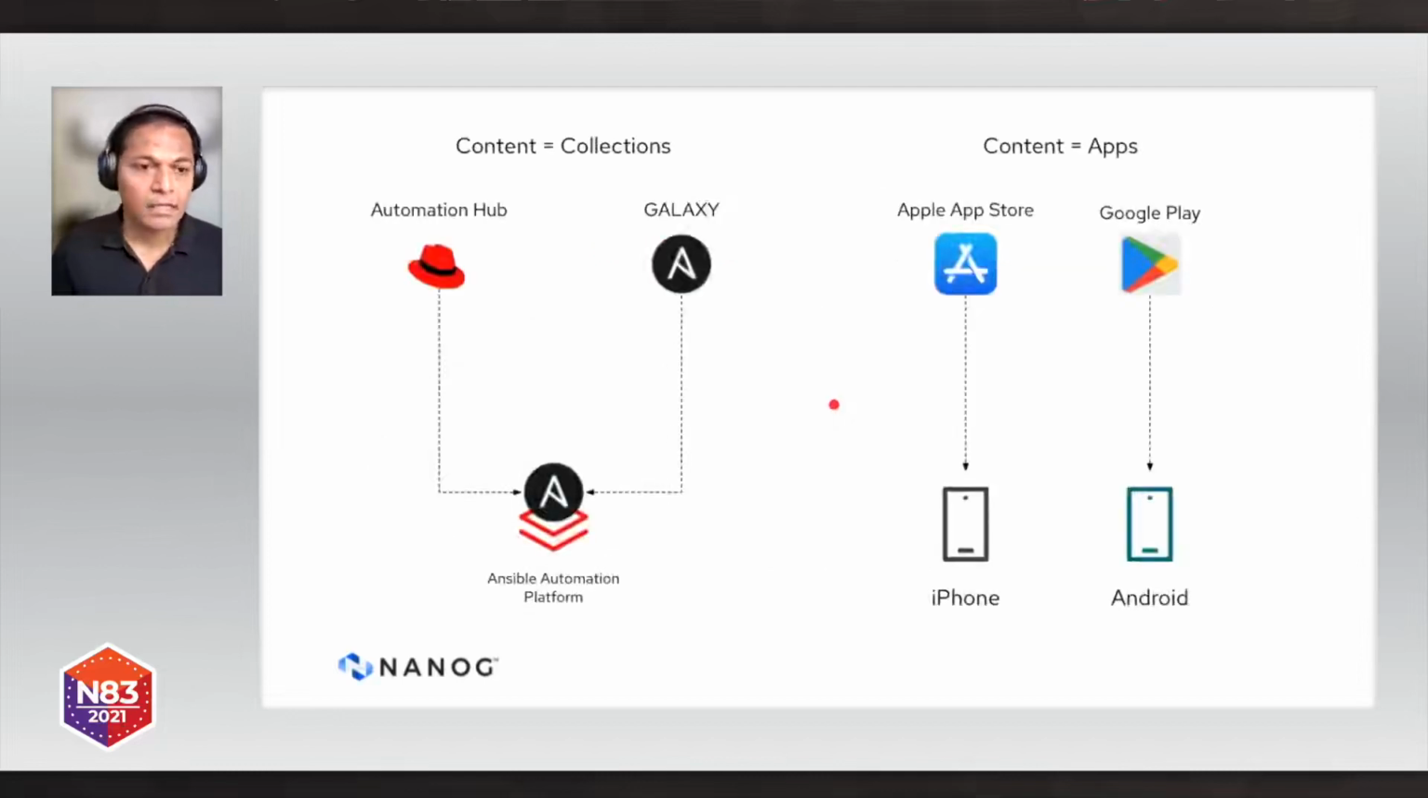And collection can be downloaded on demand basis. Just like for mobile devices, we have apps stored on the App Store or Google Play. User can download it on need basis. Similarly, collections can be downloaded based on the managed nodes that user wants to manage, either from Galaxy or from Automation Hub. So Galaxy is completely open source. Anyone with internet connection can download it. Automation Hub is for paid subscription users.